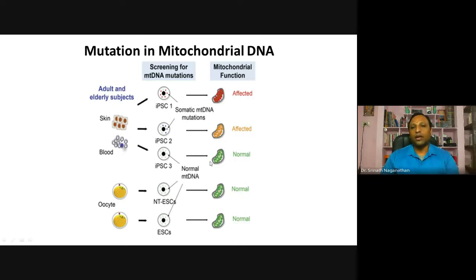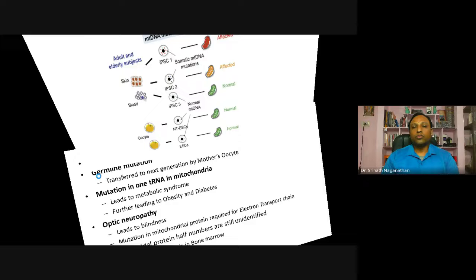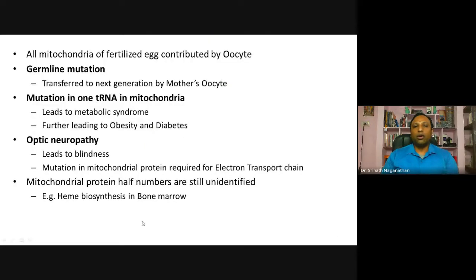In some cases, they can become normal. And in oocytes, if a mutation takes place, sometimes the mitochondrial DNA will be normal. So all the mitochondria of the fertilized egg are contributed by the oocyte. So germline mutation is transferred to the next generation by the mother's oocyte alone.